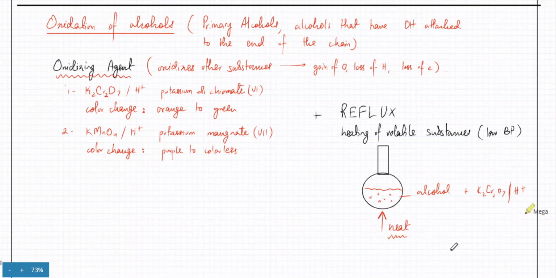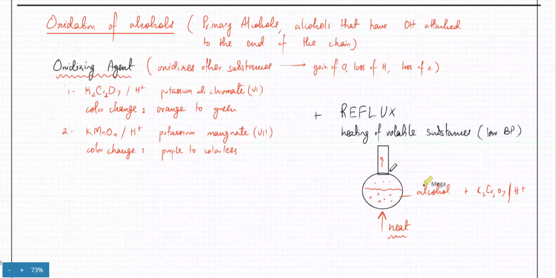So you're heating it. As soon as you heat it, what will happen? All of it is going to start evaporating and escaping. You don't want it to escape. You want it to react with K2Cr2O7. You don't want it to evaporate, because you'll be left with nothing over here if you do that.